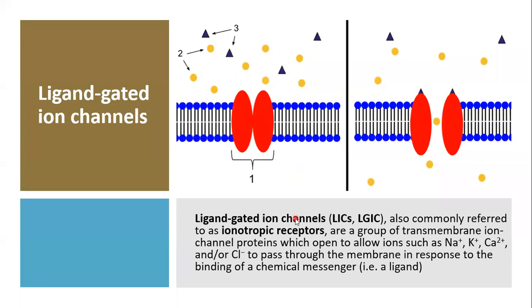So there are, as mentioned, ligand gated ion channels, also commonly referred to as ionotropic receptors, a group of transmembrane ion channel proteins which open to allow ions such as sodium, potassium, calcium, and chloride to pass through the membrane in response to binding of the chemical messenger.